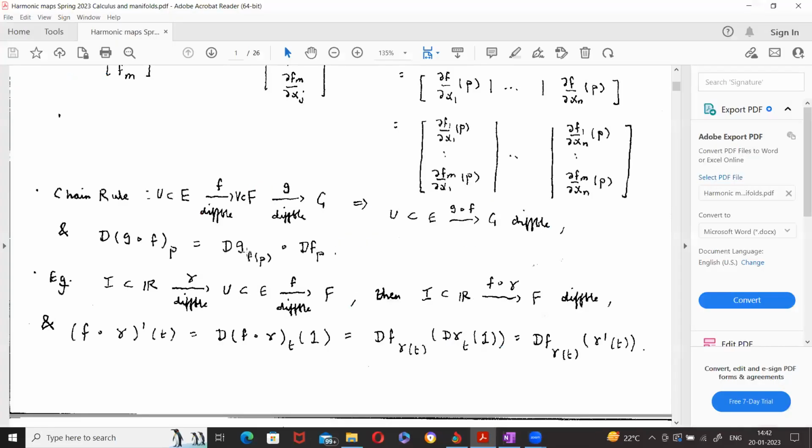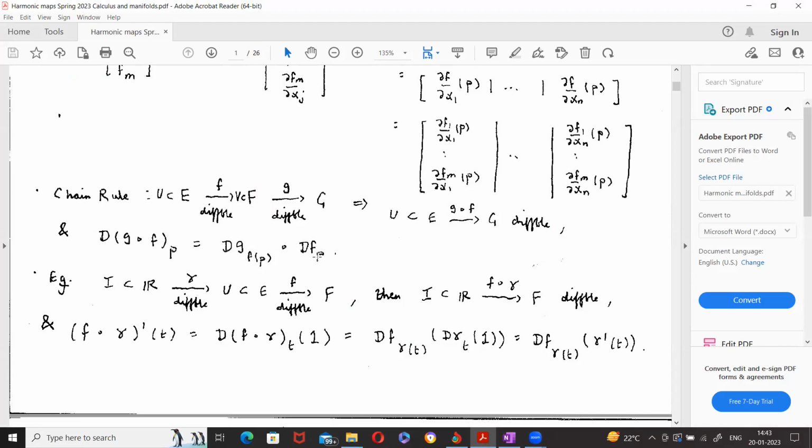Okay, so we have this chain rule which says that the derivative of the composition is the composition of the derivatives. Okay. Are you sharing the screens? Yeah, now it's coming. So if I have a composition of two differentiable maps, F and G, then the composition G composed F is differentiable. And the derivative of G composed F at P is the derivative of G at F of P composed with the derivative of F at P.